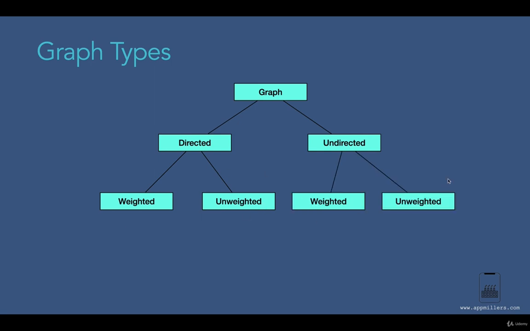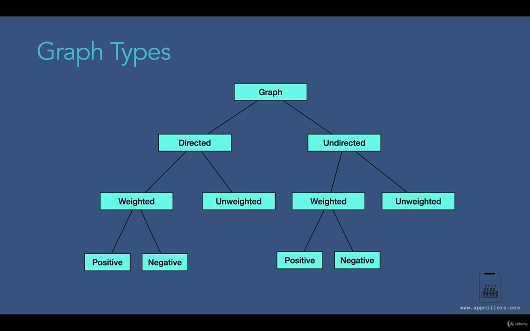Now here we don't have any subcategory for unweighted graphs, but in case of weighted graphs, the graphs can be positive graphs and negative graphs. In case of undirected graphs, also weighted graphs can be positive and negative graphs. Now let's look at all categories one by one to see the differences between them.